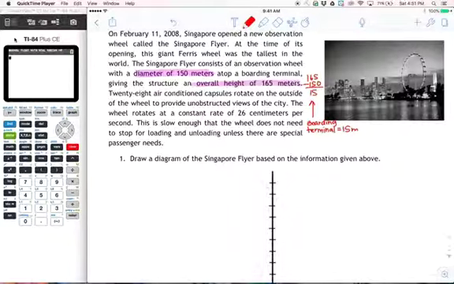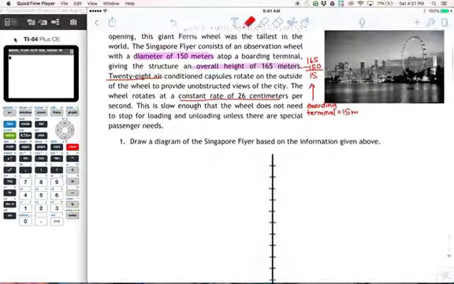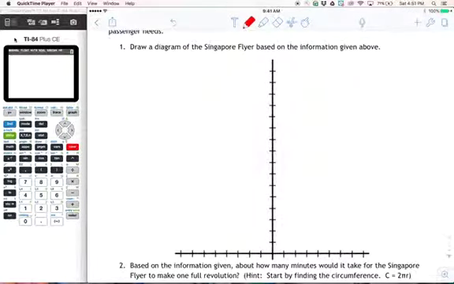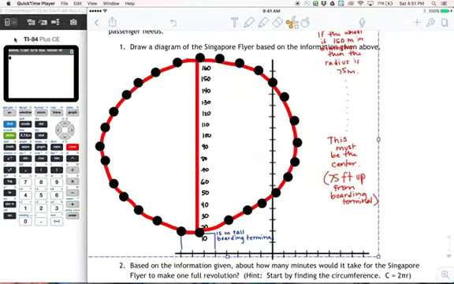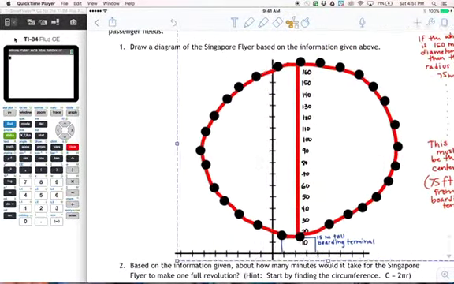28 air-conditioned capsules rotate on the outside of the wheel to provide unobstructed views of the city. The wheel rotates at a constant rate of 26 centimeters per second. This is slow enough that the wheel does not need to stop for loading and unloading unless there are special passenger needs. And remember, the little capsules are where people sit. They have these on the Texas Star at the State Fair, so you've probably been in one, although probably not air conditioned.